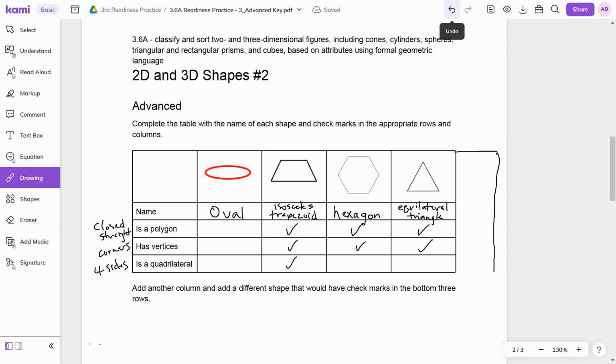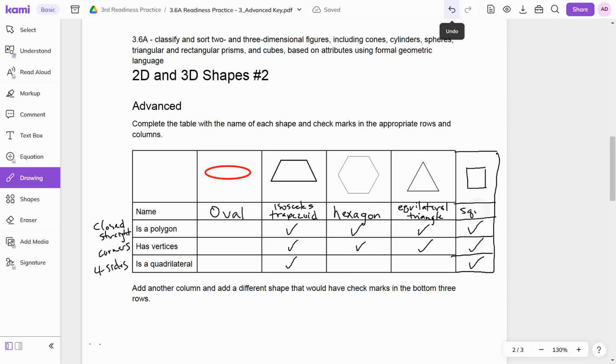Look what it needs to have. Check marks in the bottom 3 rows. All right, so I need a new shape that is a polygon, has vertices, and is a quadrilateral. So I've already done a trapezoid. How about I just do a square? So that would work.